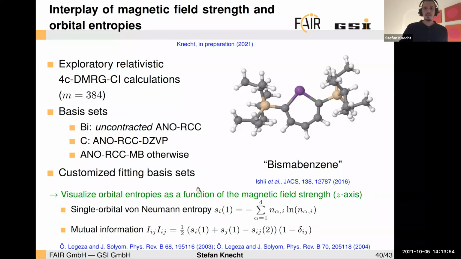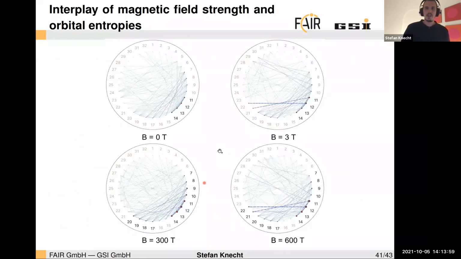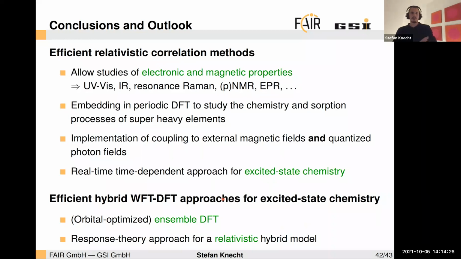And we looked at the orbital entropies as a function of the magnetic field strength. What we can find is that if we have no magnetic field, then we find that the pi orbitals within that ring are more or less correlated. But as soon as we crank up the magnetic field up to 600 Tesla, there's something going on. We're currently analyzing how the entanglement changes as you crank up the magnetic field. I mean, what kind of chemistry does that imply? And with this, I would like to conclude.